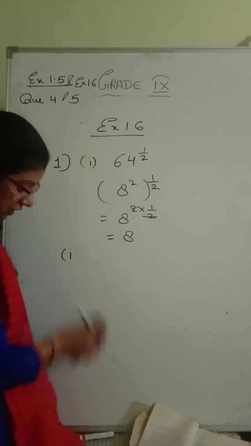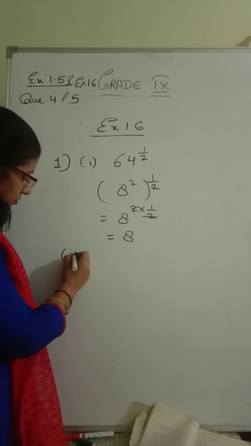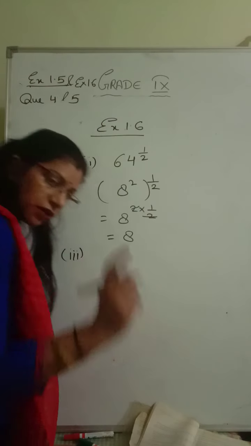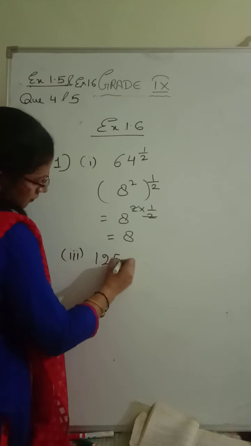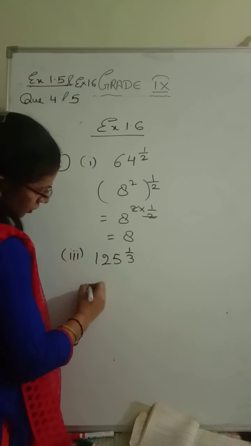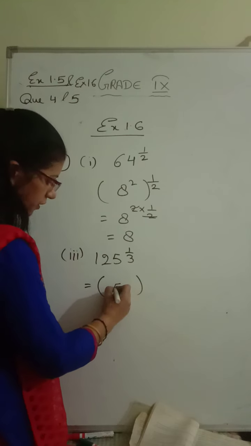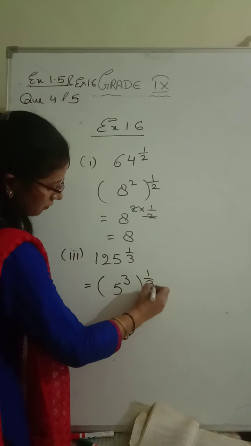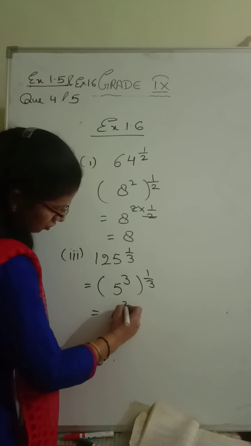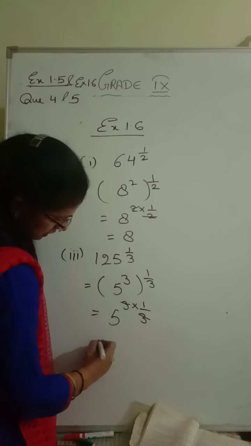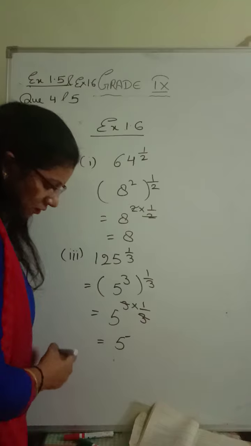Come to your second part. You will try yourself. They are very easy. 125 raised to the power 1 upon 3. So how you can do 125? 5 5s are 25, 25 5s are 125. 5 raised to the power 3, raised to the power 1 upon 3. Open it, 5 raised to the power 3, nothing is there, multiply 1 upon 3. 3 to 3 cancel. That means answer is 5.